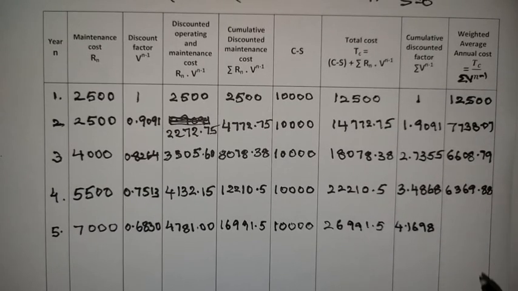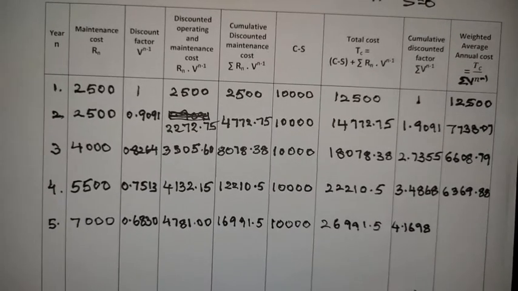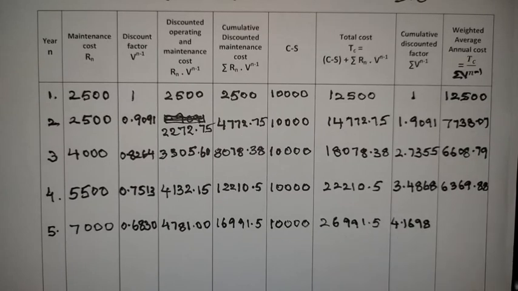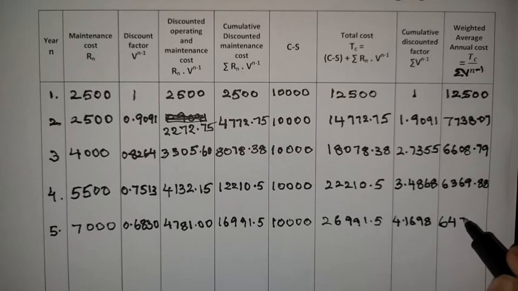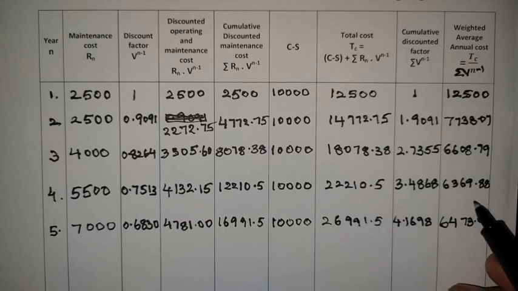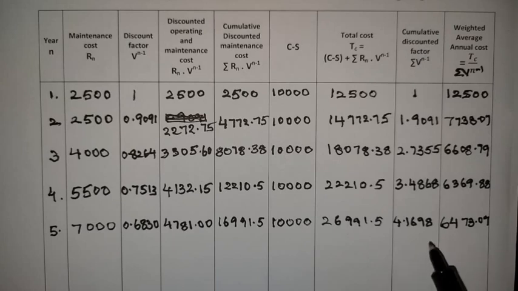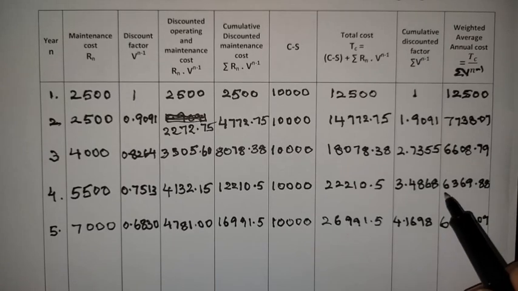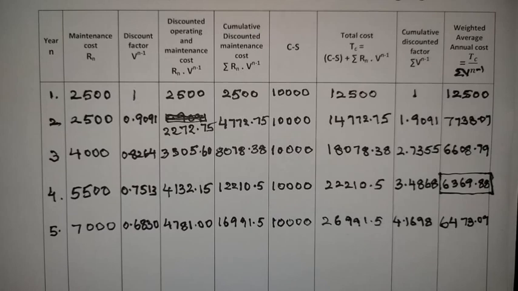Next, sigma v power n minus 1 means add this one to 0.6830, then it will become 4.1698. Next, calculate the weighted average, that means total cost by sigma v power n minus 1. If you do that, you will get 6473.09. So if you observe the previous value, the weighted average value increased, so we can stop at the 5th year. So now what is the minimum value we got? 6369.88.